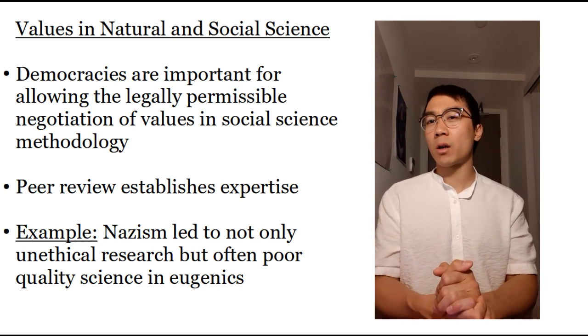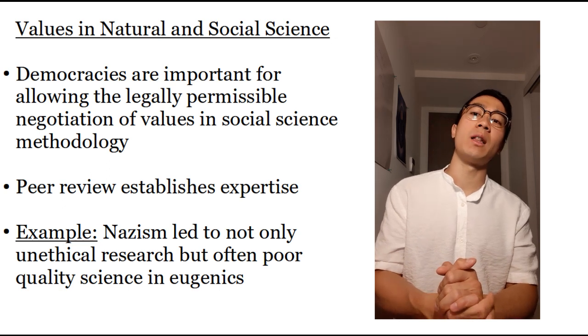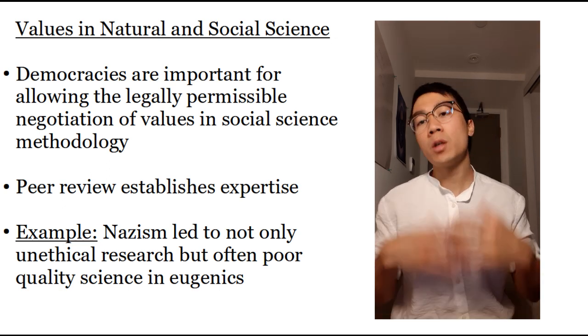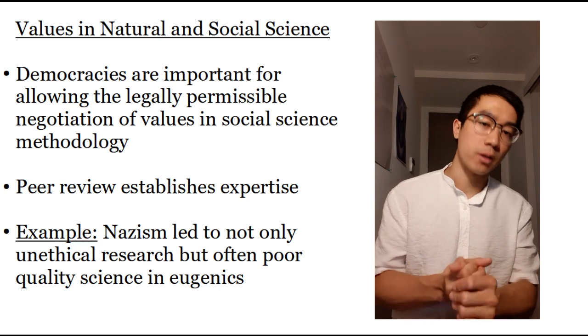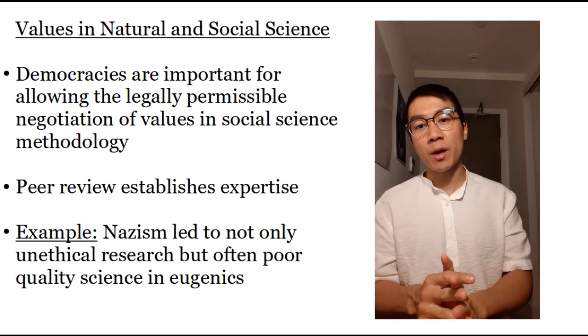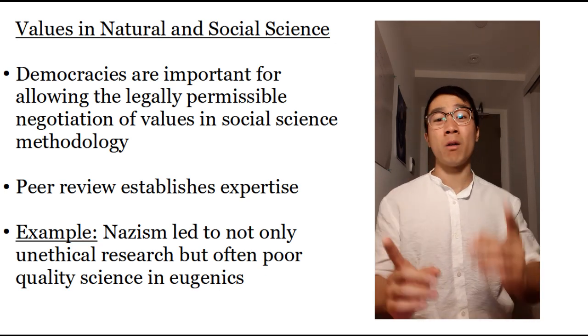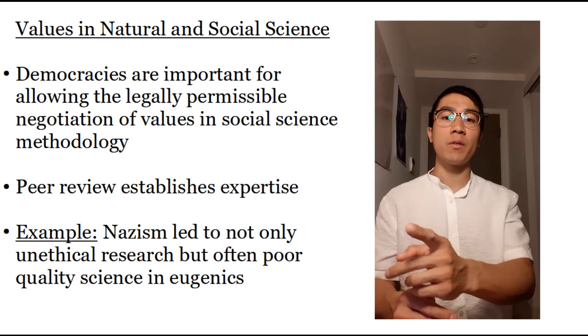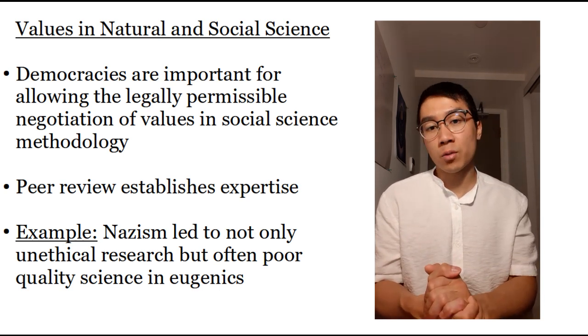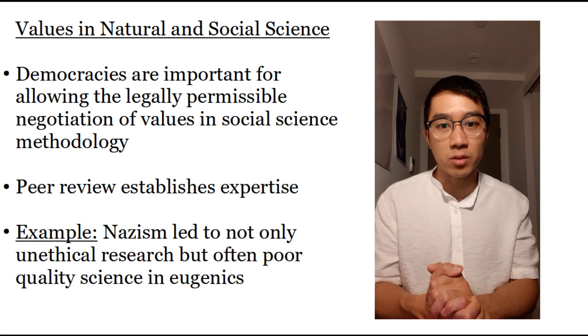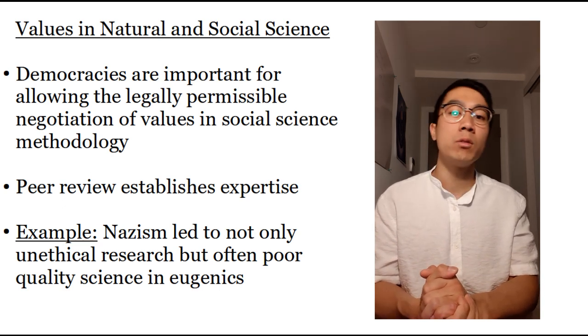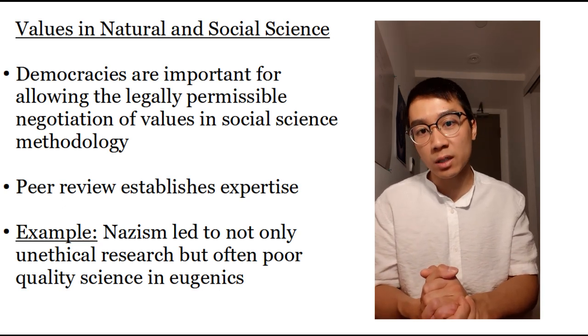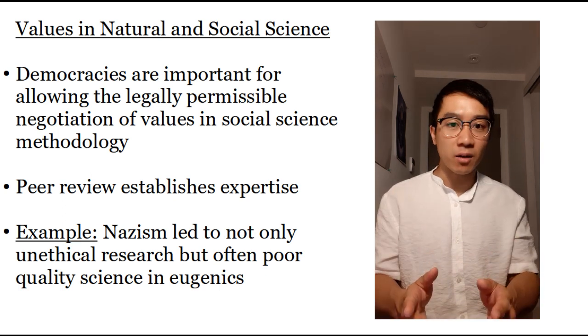So notice that democracies are arguably really important for social science because they allow for the legally permissible negotiation of values in social science methodology. When I say negotiation, you might think, well, isn't everyone negotiating all the time? No. You take it for granted that you live, hopefully you live, in a non-authoritarian regime where you can actually debate values. You can actually debate what you care about, what you don't care about, what risks you're willing to take, what kind of studies you think are ethical.